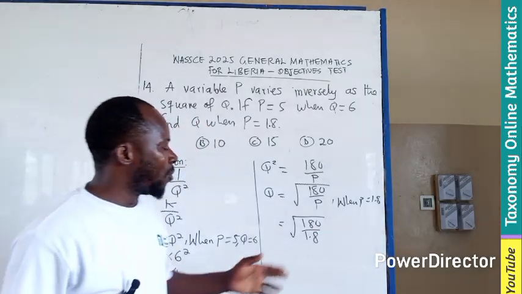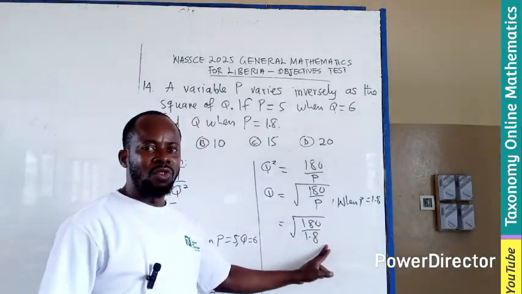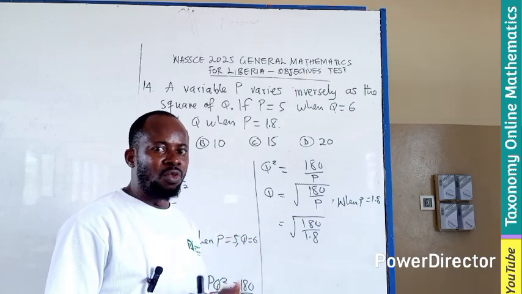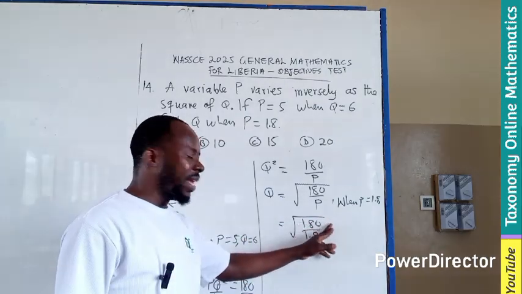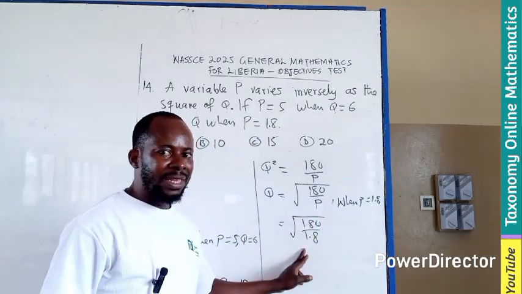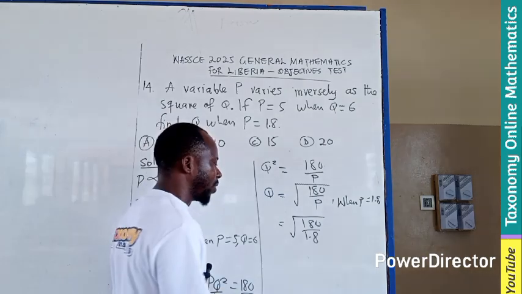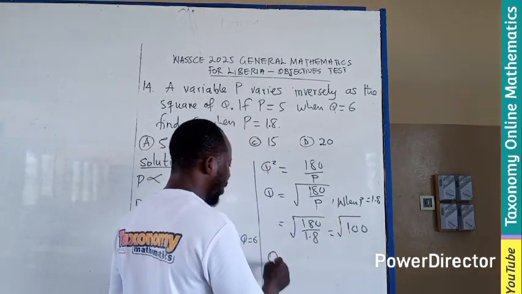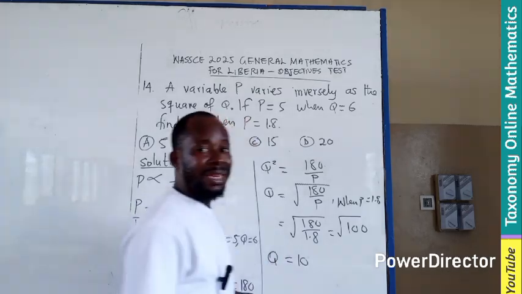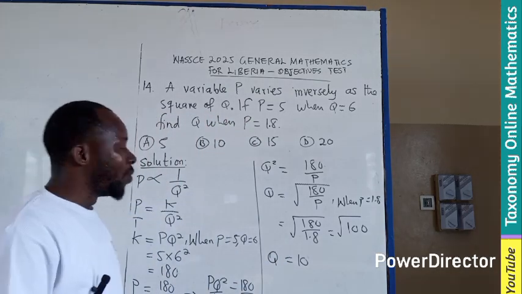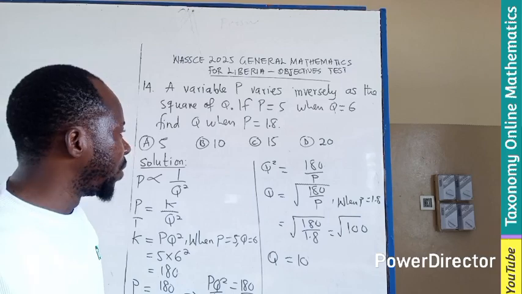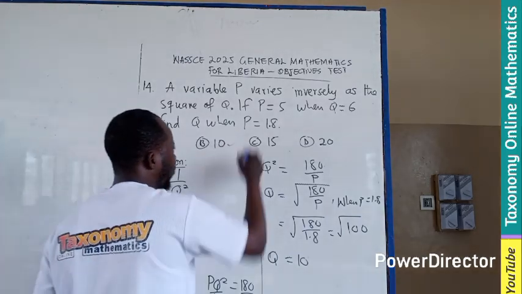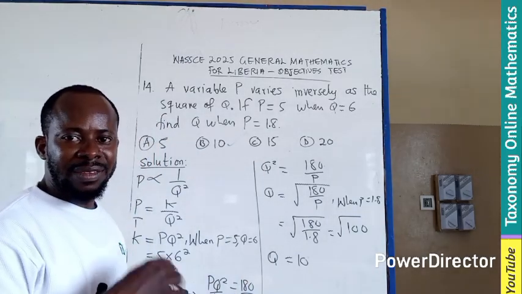What do I do? I multiply the top and bottom by 10 to convert the decimal fraction into a whole number. Meaning 1,800 divided by 18. If we divide that, you should be having what? 100. That is root what? 100. Making Q equal what? 10. So the value of Q that will make the option correct is going to be option B as what? 10. I guess, clear?